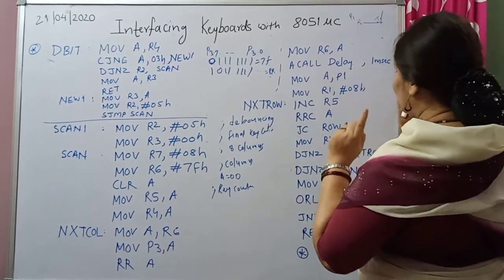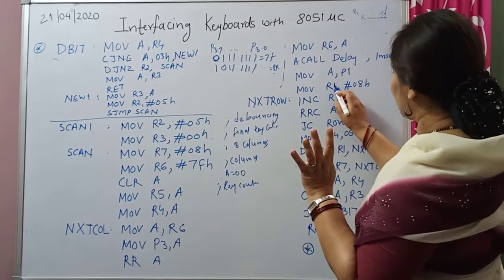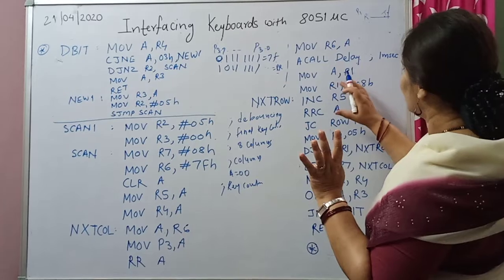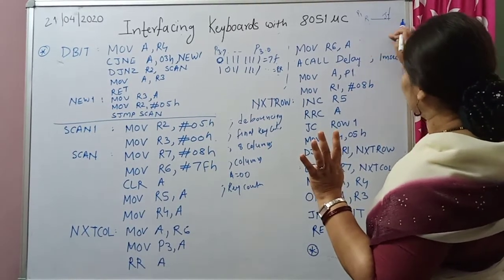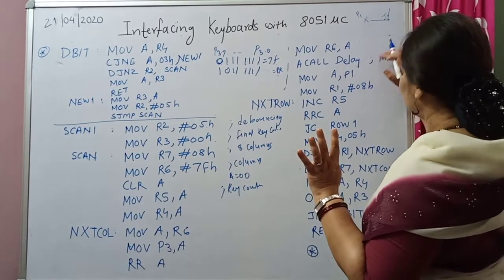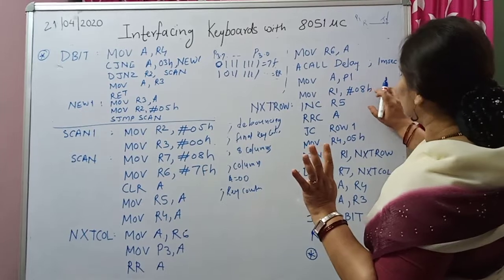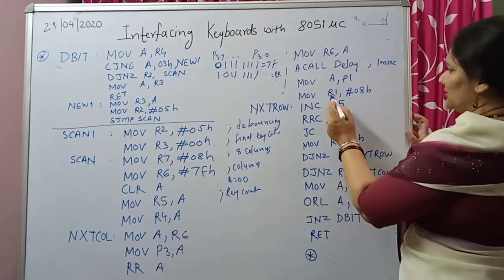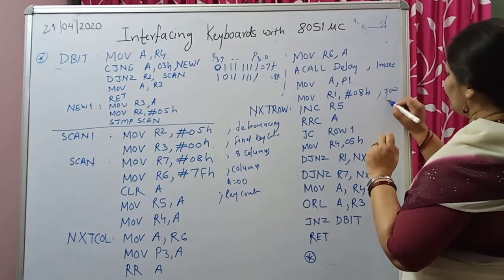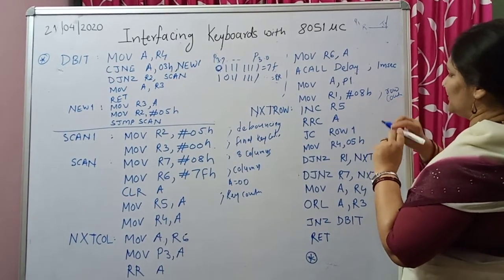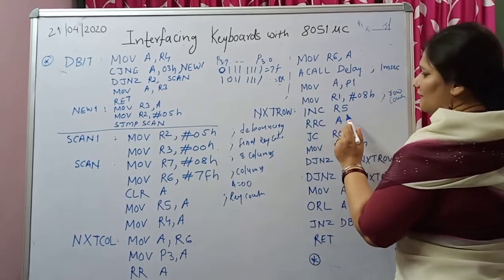Now after that, you are putting the counter for rows, because you will read the first row, then the next row, then the next row. Similarly, as there are 8 columns, there are 8 rows. So you are assigning the row counter. This is the row counter. Row counter is assigned 8 because there are 8 rows. Then you are incrementing R5 by 1.